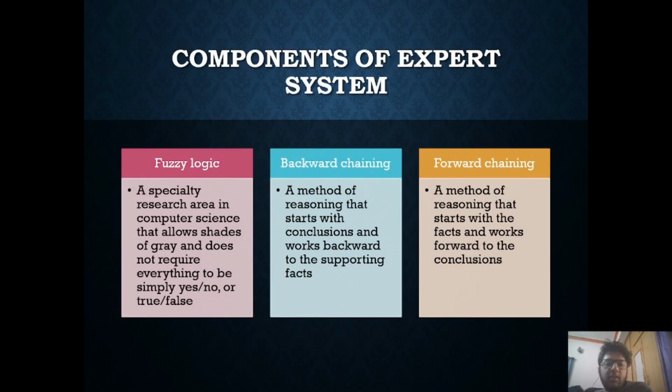So components of expert systems are basically fuzzy logic. So a specialty research area in computer science, wherein we have multiple domains of having knowledge, having decision making capability. So these are simply not limited to true or false decisions. These also have a certain degree of truth inference or false inference, where we can implement this logic to have solutions or decision making capabilities. Also in backward chaining, that is a method of reasoning that starts with conclusions and works backwards to the supporting facts. And forward chaining is similar, wherein we have a method of reasoning that starts with the facts and works towards the conclusions.